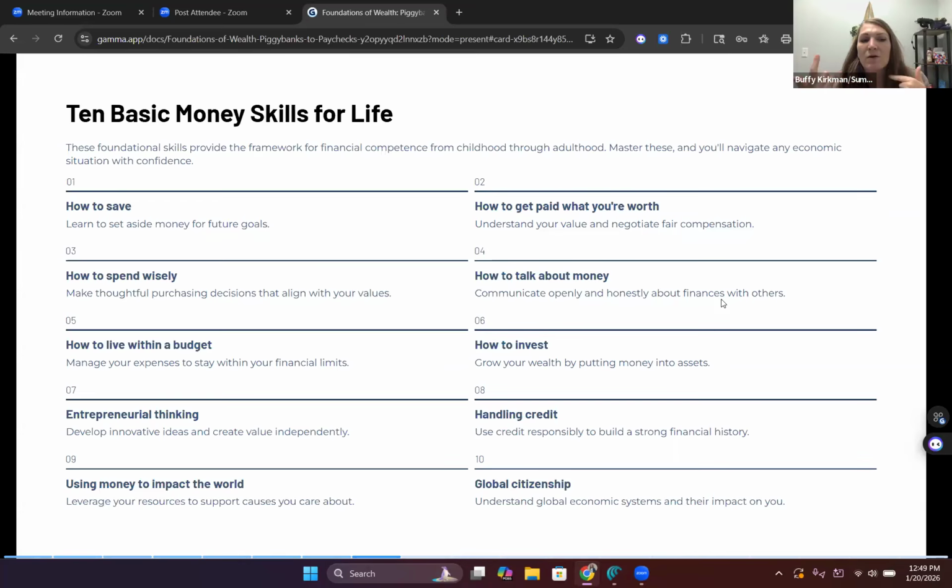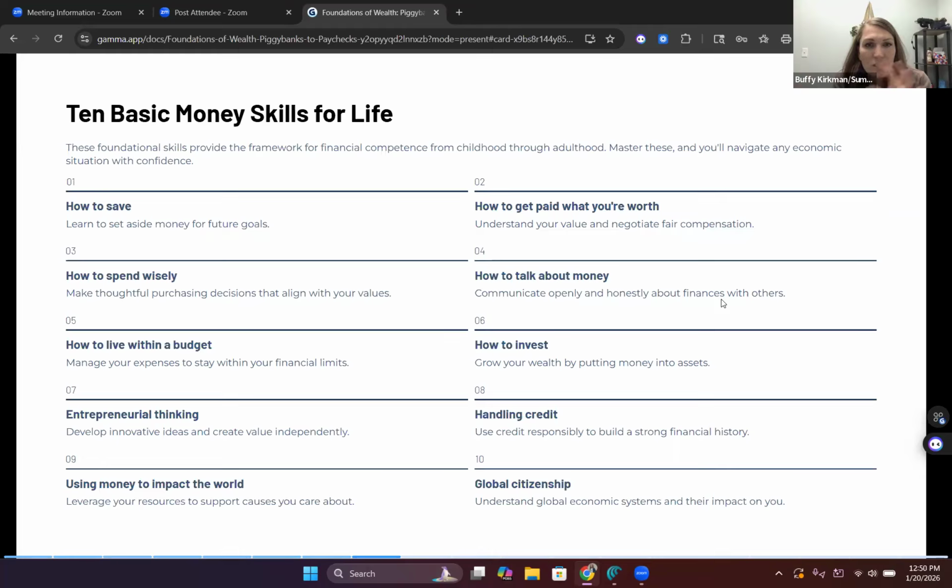how to think entrepreneurially, so thinking about creative ideas, using money to impact the world, how to get paid for what you're worth, so understanding their value in negotiation, how to talk and communicate about money with other people, how to invest, how to handle credit, and then understanding global citizenship and big economic systems and how that affects you.